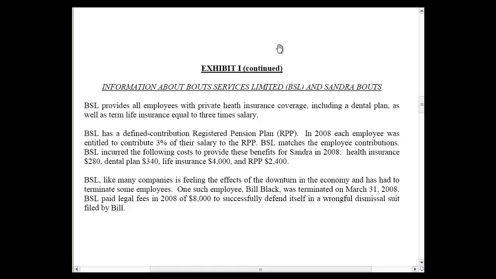The last one, some employees had to pay $8,000 to successfully defend a dismissal suit. Any issues? Issue there? That's a fully deductible expense, right? Any legal expenses paid to defend yourself in a business setting is deductible. That's it.